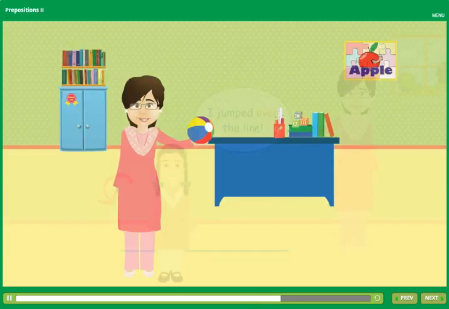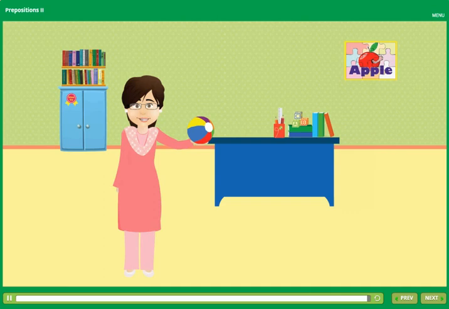You can use the ball to explain other prepositions as well, like in, on, under, behind, in front of. You can also point to things in the class and use a preposition to explain its position: on the ceiling, under the table, behind the door, etc.